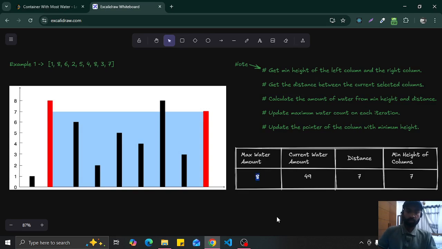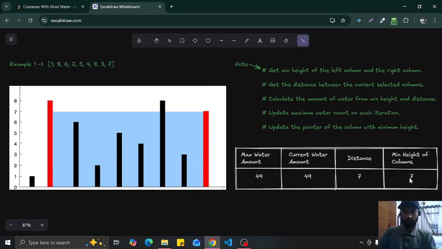So the maximum water amount will get updated. We will always get the maximum of these two. The column with the minimum height here is this one, so we will get rid of this one right now and update the right pointer, and the right pointer will land on this column. Now this is also the lower column at this point, which is at 3.